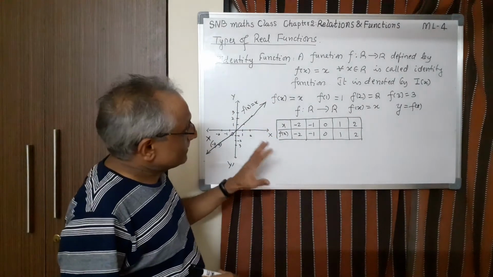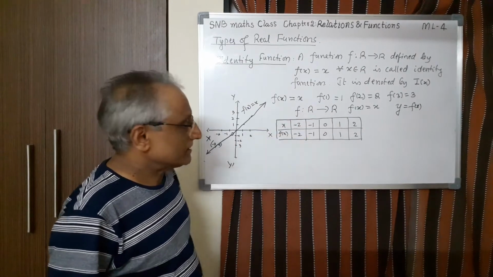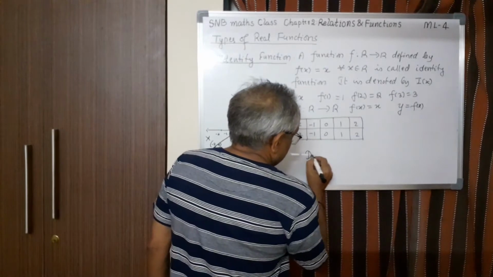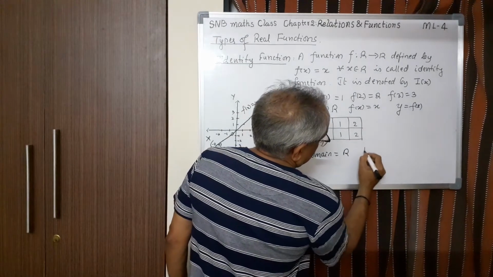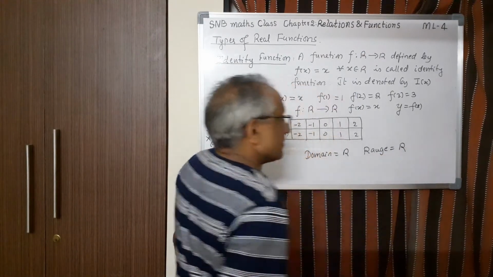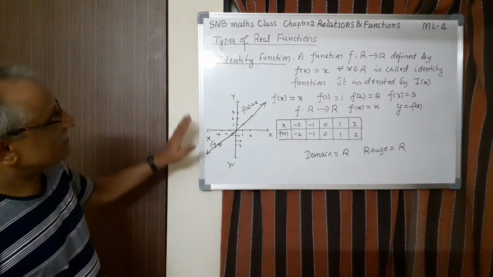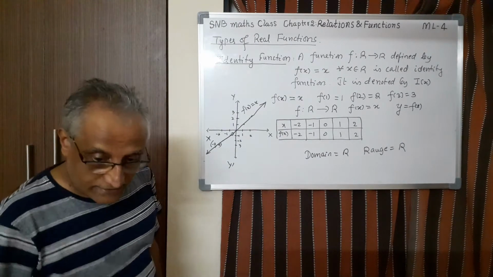Then what is the domain of this function? Domain is, because every element here is related to this one, R. So domain of identity function is R, and range is also R. Or codomain is the same as range. So this is the first function, identity function. Let us continue.